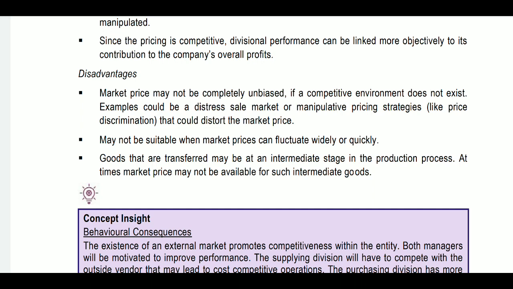Next example could be a distress sale market or a manipulated price strategy, like price determination. Next, it may not be suitable when market price can fluctuate widely or quickly. If the price fluctuates widely and quickly, we cannot know which price applies at that time.